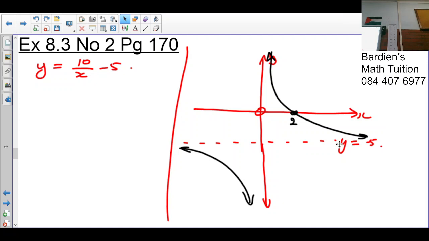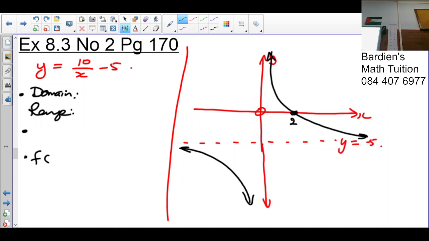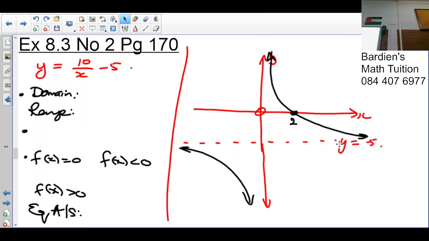Right. First question. Now I want you guys to answer the domain. Or did you guys answer this already? No? Okay, so I'll give you a chance now. Domain, range, increasing or decreasing. Where's f of x equal to 0? Where's f of x less than 0? Where's f of x more than 0? They ask you one of it, not all of it. Then the equation of the axis of symmetry of both graphs. And they're both equations for the axis of symmetry.